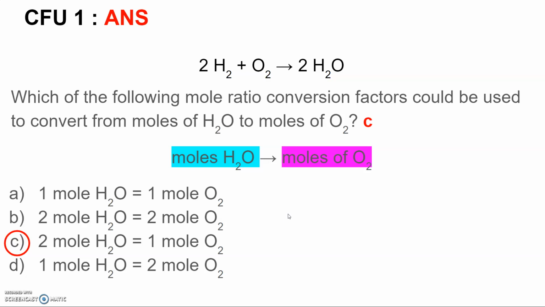All right, the answer is choice C. So again, you would find H2O, which is your given, you would find your find, and use the coefficients in front of these molecules to write your conversion factor. And just a quick note, there's an invisible 1. If there's no number written for the conversion factor, remember that's an invisible 1. So there's an invisible 1 in front of O2.